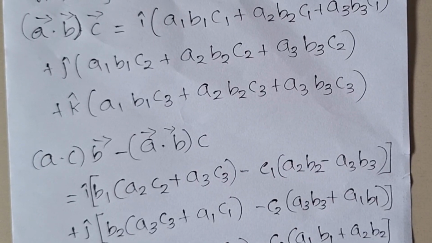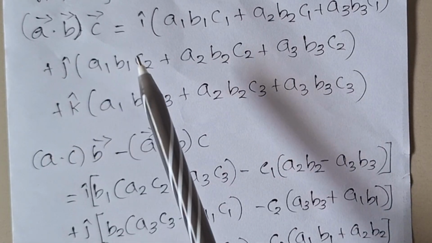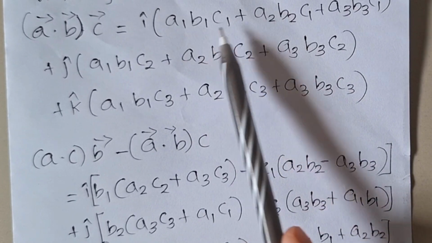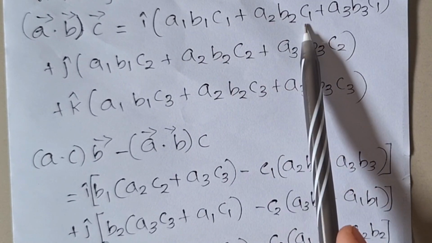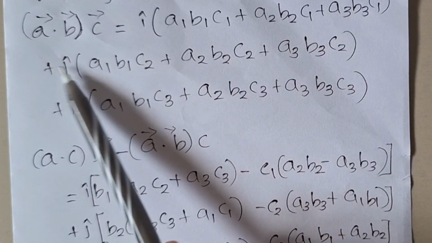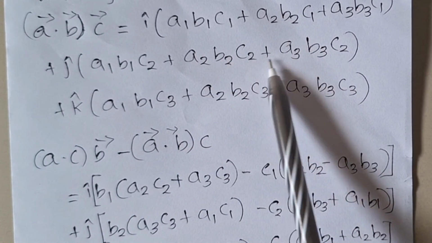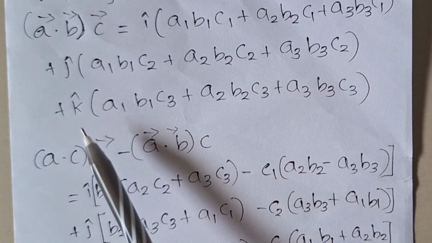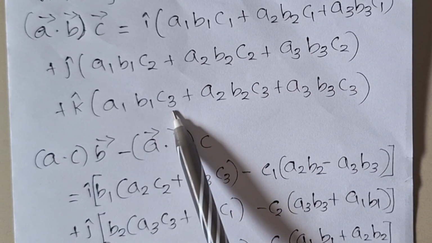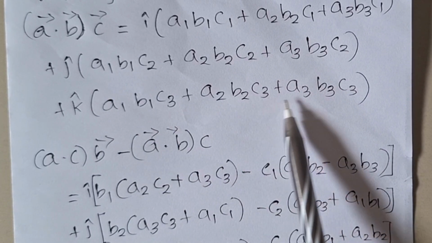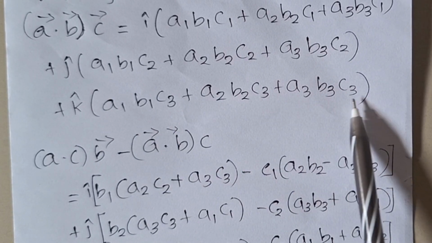In the same way, we can find a dot b into c, that is i into a1 b1 c1 plus a2 b2 c1 plus a3 b3 c1 plus j into a1 b1 c2 plus a2 b2 c2 plus a3 b3 c2 plus k into a1 b1 c3 plus a2 b2 c3 plus a3 b3 c3.